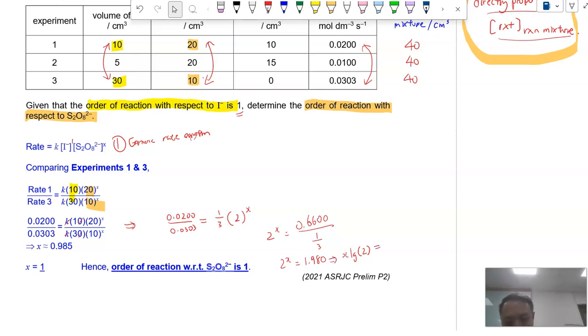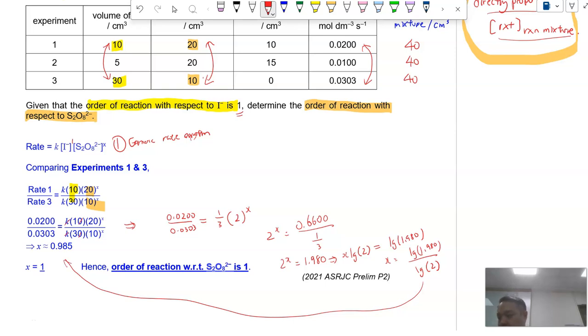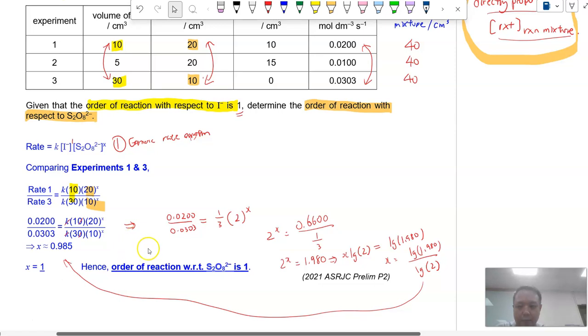x log 2 will be equal to log 1.980, and therefore x will be equal to log 1.980 over log 2, and therefore you get a value that's very close to 1, but not exactly 1, but you will know that we have to round off to the nearest whole number. Okay, with that, we are done with question 2.